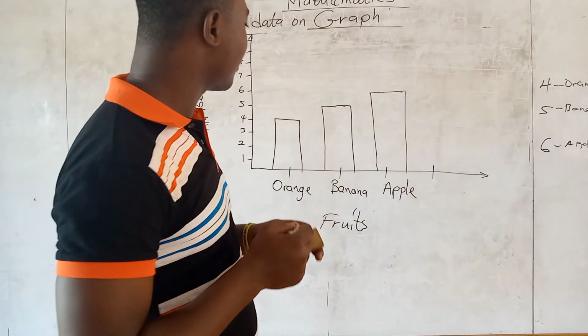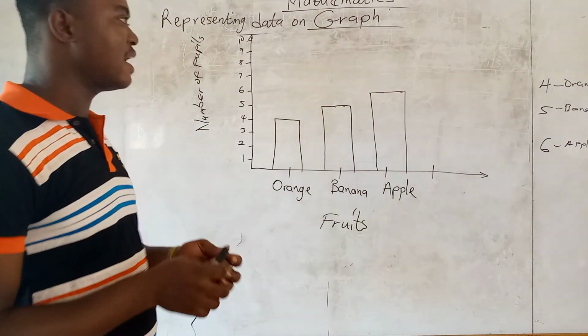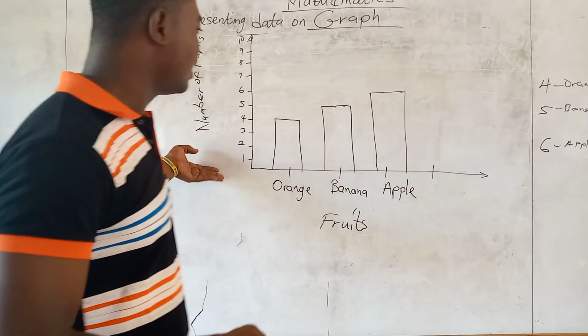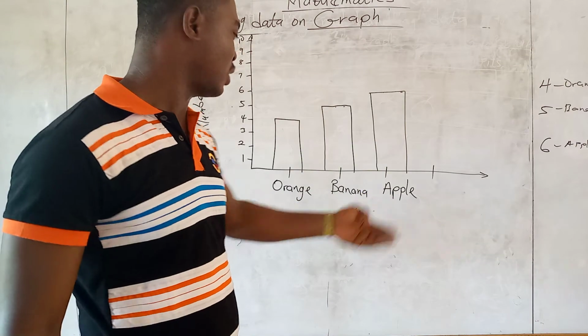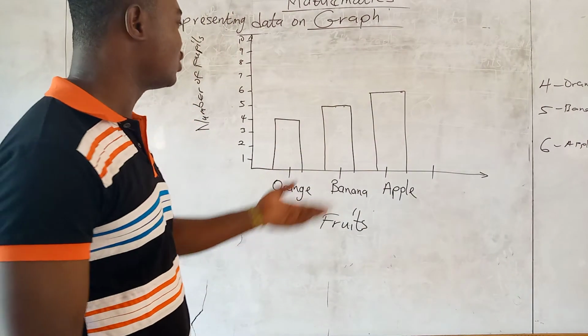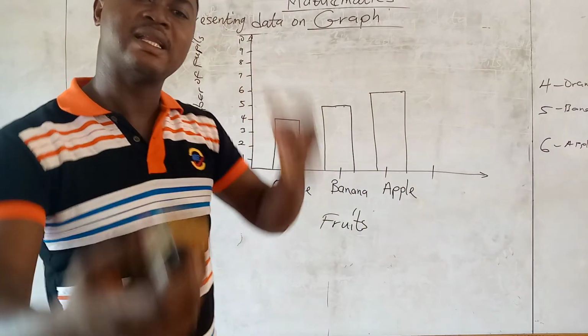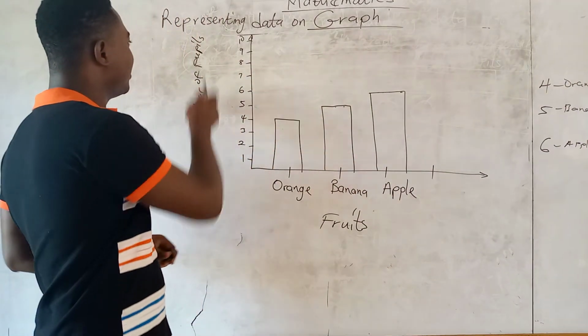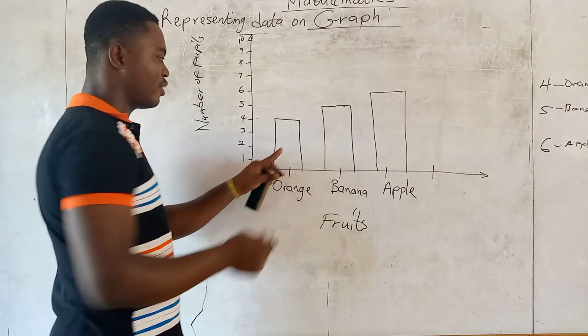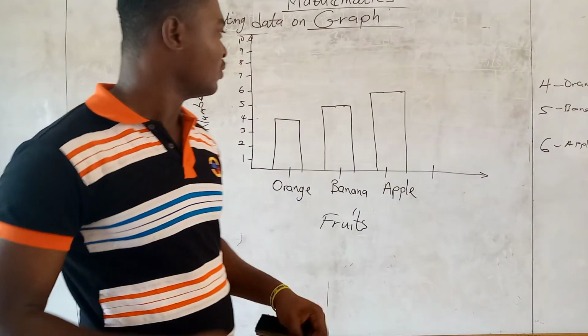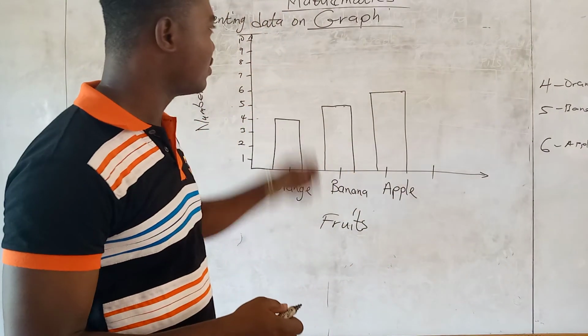Represented on a graph. So from this, let us try and answer some questions. Looking at this, which fruit did the most people enjoy? You see this one is the tallest. So which fruit is it? Apple. Which fruit did the least people enjoy? Looking at the number of people here, the least is this orange. The least people enjoyed orange.